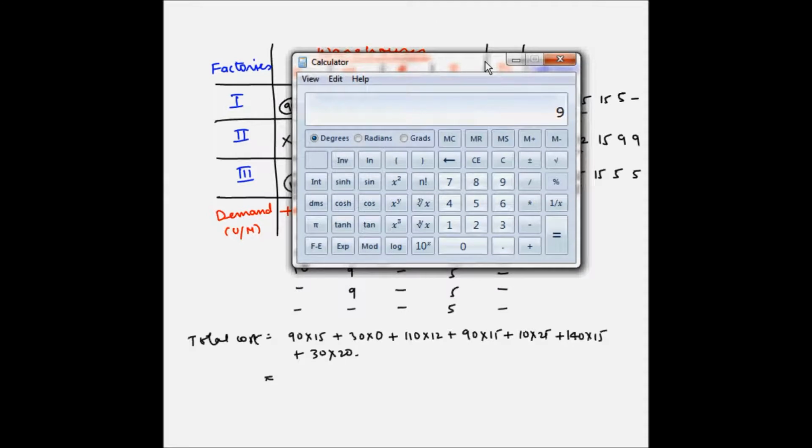So 90 multiplied by 15 plus 30 multiplied by 0 plus 110 multiplied by 12 plus 90 multiplied by 15 plus 10 multiplied by 25 plus 140 multiplied by 15 plus 30 multiplied by 20. So 6970 is the total cost of transportation.